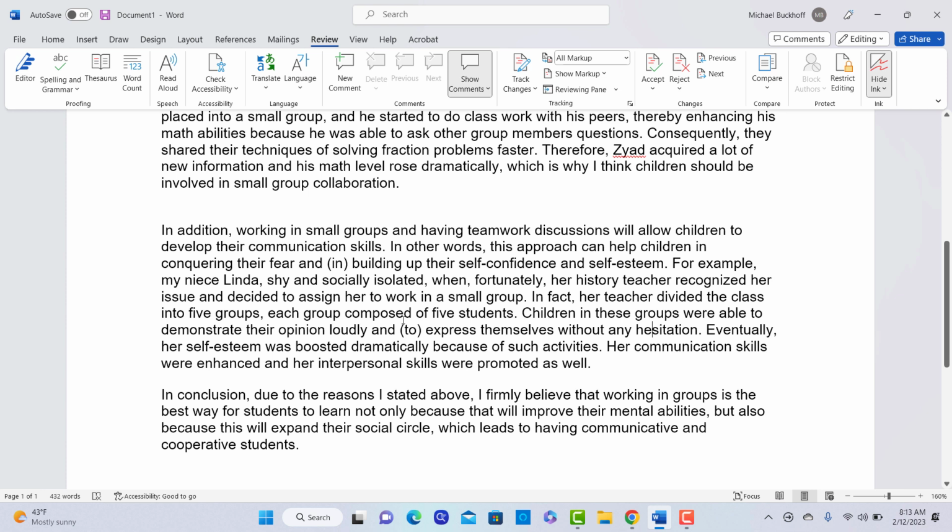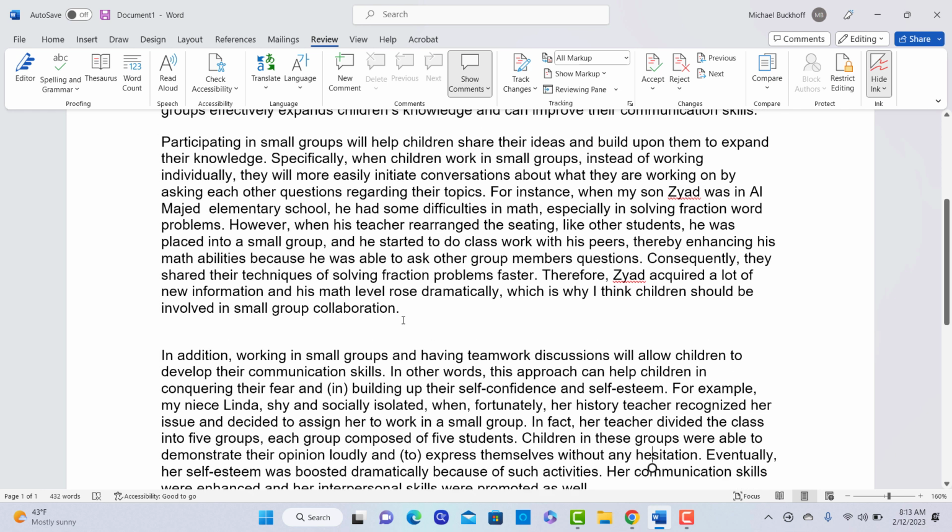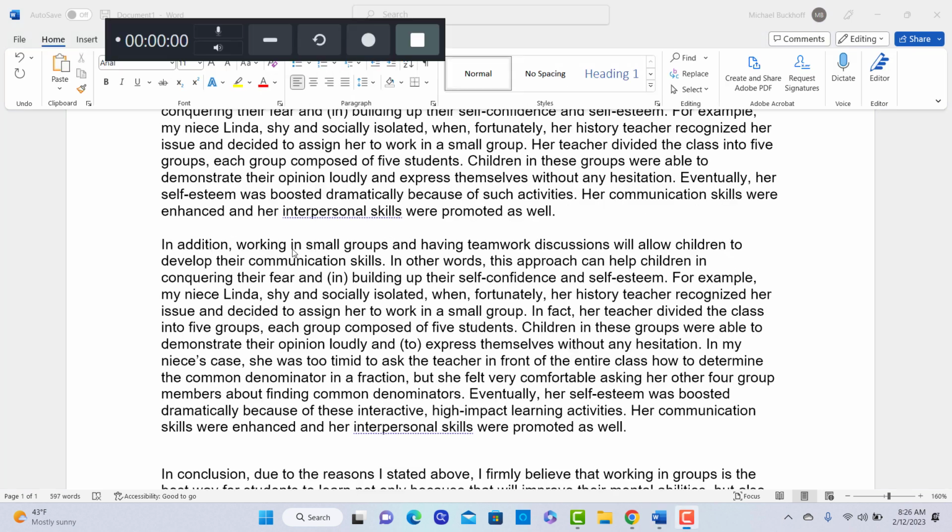See, what you're missing here is in this one, there's a lot more concrete detail in this paragraph. You put solving fraction word problems. They share their techniques of solving fraction problems faster. This paragraph is stronger because you have more concrete detail in there. I think it works a little bit better. Therefore, let's take this third body paragraph and let's add some concrete detail to develop it a little bit more.